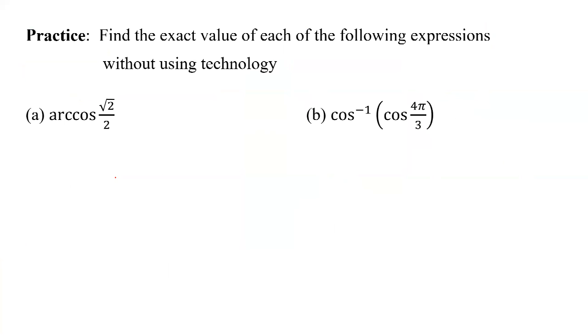Okay, so let's have a look at a question. Find the exact value of each of the following expressions without using technology. First, what is arc cosine square root of 2 over 2? Next, what is inverse cosine of cosine 4 pi over 3? Okay, I'll give you 2 minutes to think about these questions.